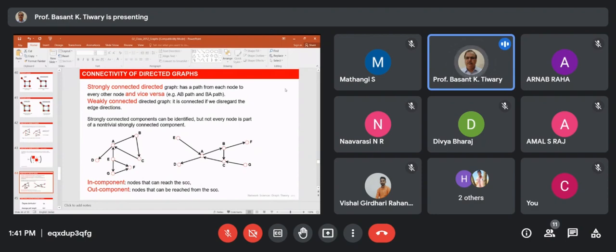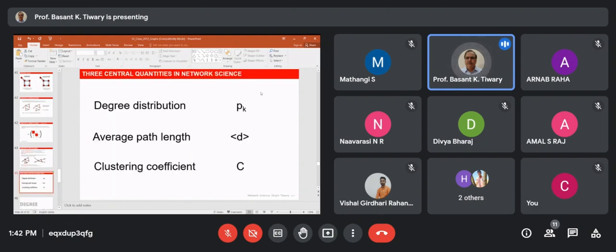Therefore, there are certain strongly connected graphs that have a path from each node to every other node and vice versa. Now, weakly connected directed graphs are connected if we disregard the edge direction, and a strongly connected component can be identified, but not every node is a part of a non-trivial strongly connected component. So there are many nodes in that directed graph.